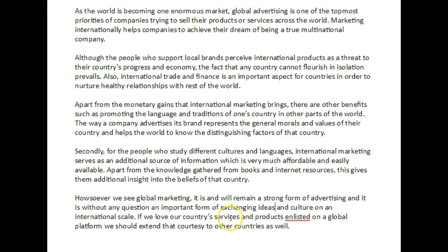If we love our country's services and products, I think it would be better like that. If we love our country's services and products to be enlisted on a global platform, we should extend that courtesy to other countries as well. Cool. So again, though, we're not asking you to distinguish between which countries should and should not do it.